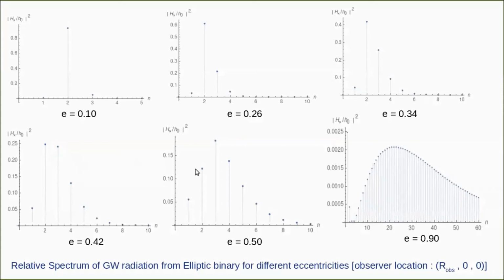And there is another point: the amplitude, h cross over h naught, is very high when e is very low, and as we proceed with the eccentricity increasing, we see that all components are getting lowered.